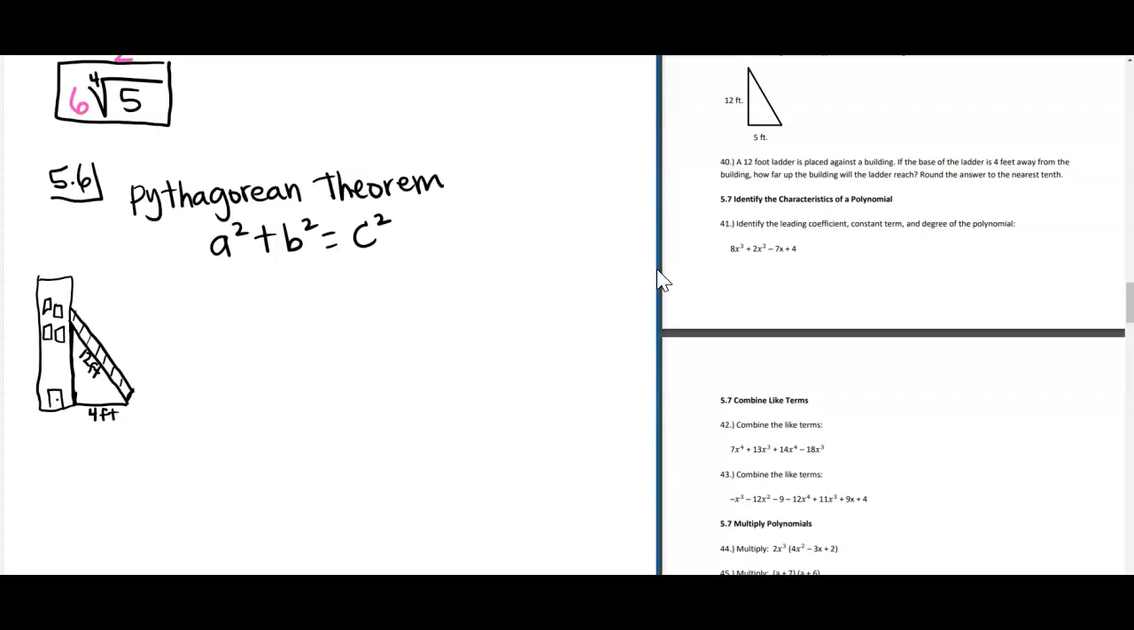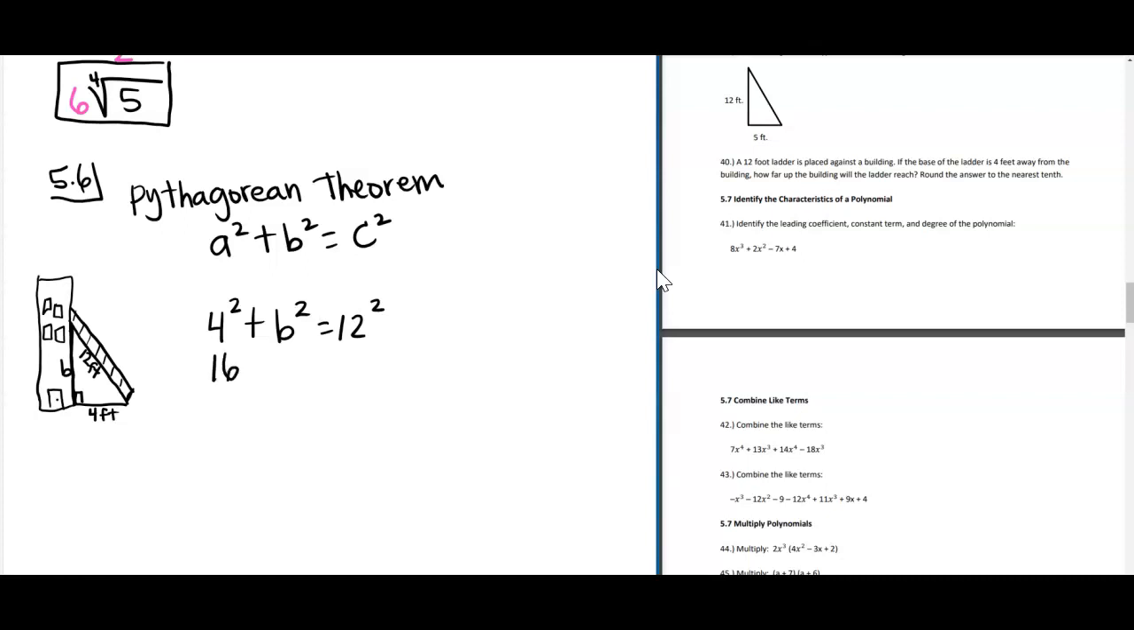Okay, so I'm going to call this side B. It's just one of the sides. It could have been A or B, but our hypotenuse has to be that 12. All right, so let's plug in what we know here. I'm going to put 4 in place of my A, so I've got 4 squared. And then B, that's the side I'm trying to find, so plus B squared equals C, which is 12, so 12 squared.